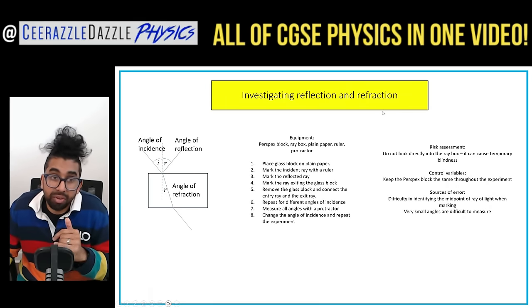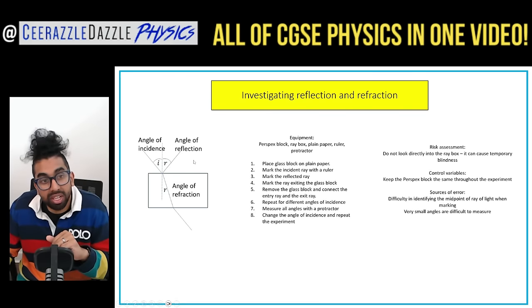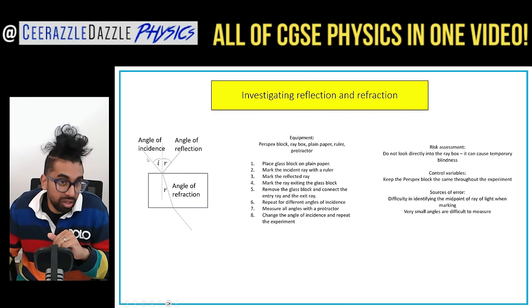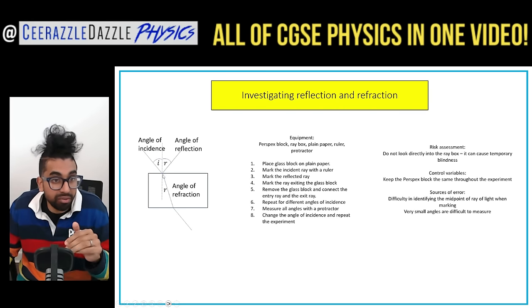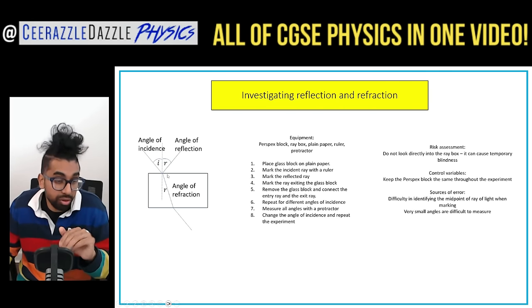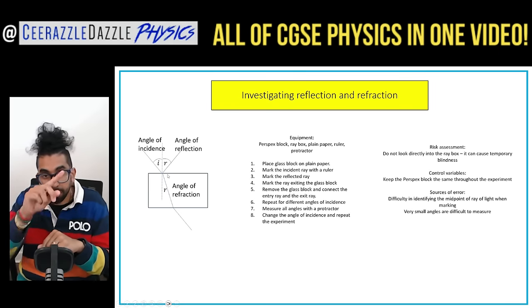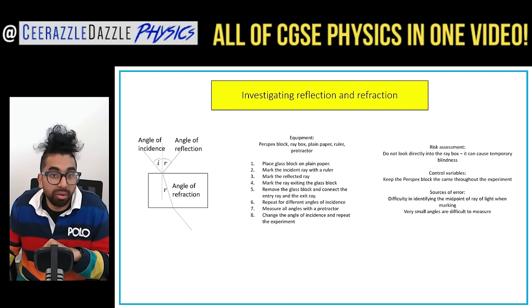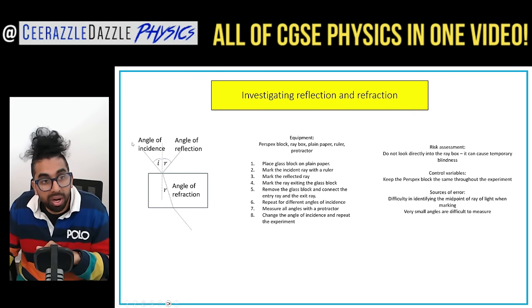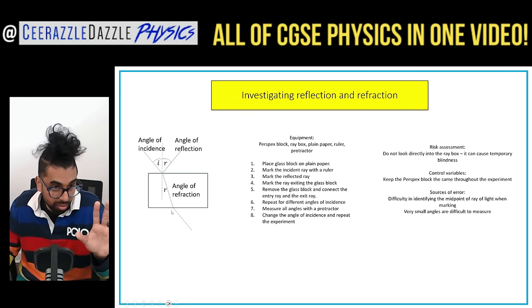Investigating reflection and refraction. This is a required practical. You need a perspex block, a ray box, plain paper, a ruler, and a protractor. You're required to look at how refraction and reflection take place. So you place the block onto a piece of paper and draw around it, and then you mark where the ray of light is going to enter via the ray box, and you mark where it's going to exit from the glass block.